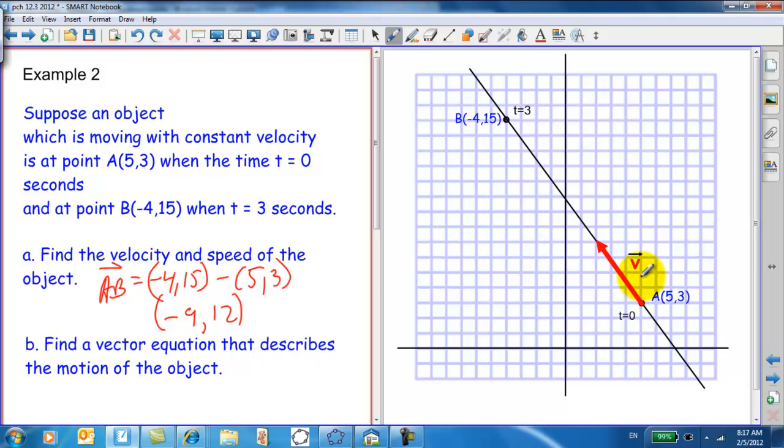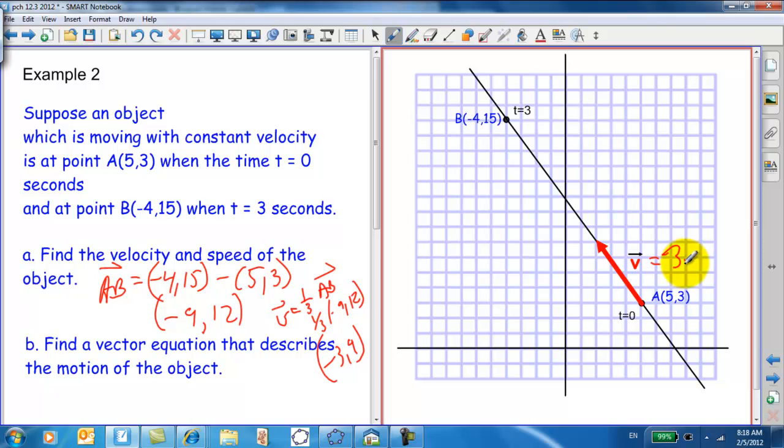Well, for the velocity vector, though, we want to see the velocity vector as what's happening in just 1 second. So we take for our velocity vector 1/3 of vector AB. So 1/3 of (negative 9, 12), and we get (negative 3, 4). And that's that velocity vector there, (negative 3, 4).